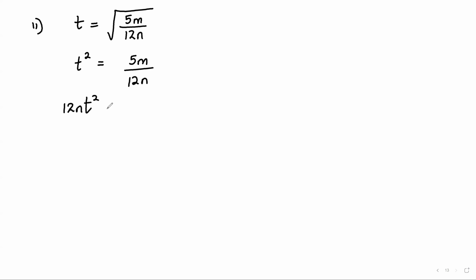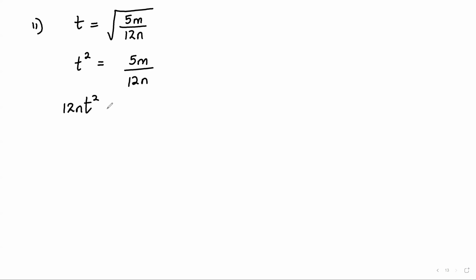Then this literally means m times 5. So to move the 5 to the other side, I'll have to divide by it. So I'll end up with 12nt squared divided by 5 is equal to m. So here you have m as the subject, where m is equal to 12nt squared divided by 5.